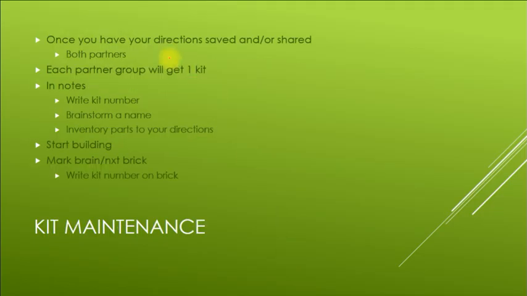All right. As you're doing this, you're going to be working with partners in your group, on your teams. There will be 2 people per team. Once you have found the directions saved and shared with your partner, you can go ahead and start building. Each partner will have 1 kit, which will be a box. Make sure you write down in your notes your kit number, and brainstorm a name that you want to use for your robot. This kit number is how we identify and find your kit if it gets lost. Make sure you write the kit number on the brick. That'll be on the side of your box. It'll help you find things later on, or if your bot gets misplaced, we can make sure we get it back to the rightful owner.